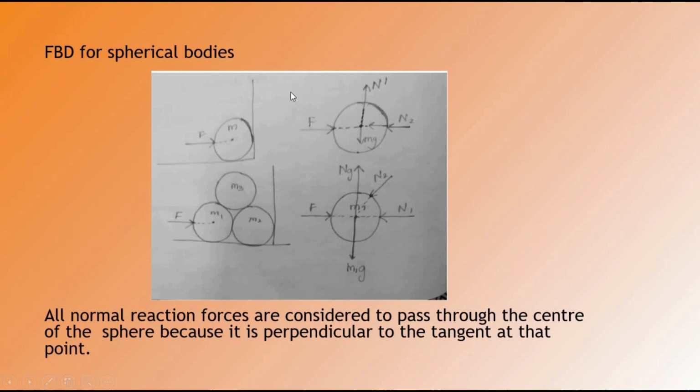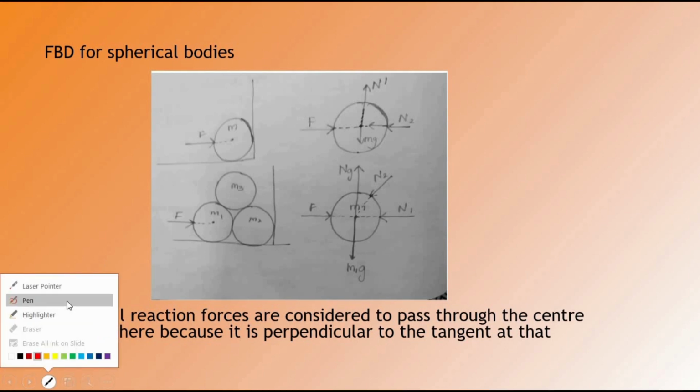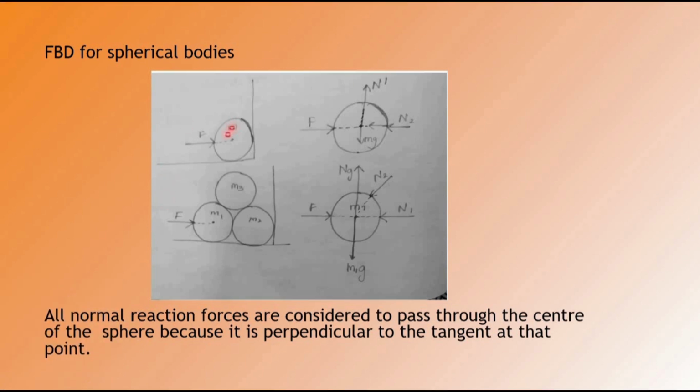Free body diagram for spherical bodies. For spherical bodies, as we see here, any force that is applied, this being a wall, will provide another normal. But all normal reactions are considered to pass through the center of the sphere because it is perpendicular to the tangent at that point. We know that normal forces always act perpendicular to the contact surfaces. So if a normal has to act perpendicular to the wall and the sphere, it will obviously pass through the center of the sphere. Similarly, when there are more than one spheres kept on each other, we can still find out the normal forces by analyzing each one of them separately and writing equations.